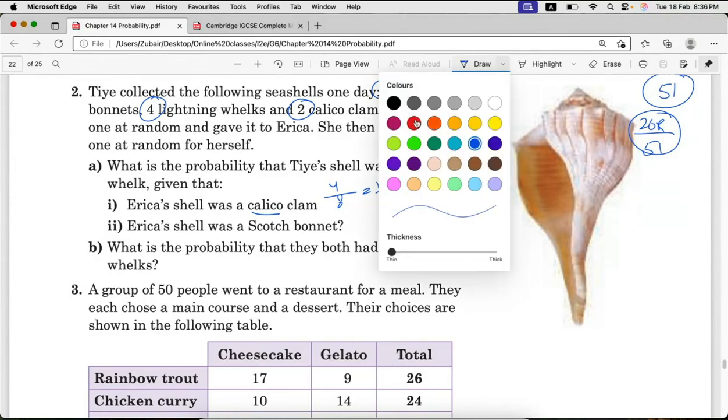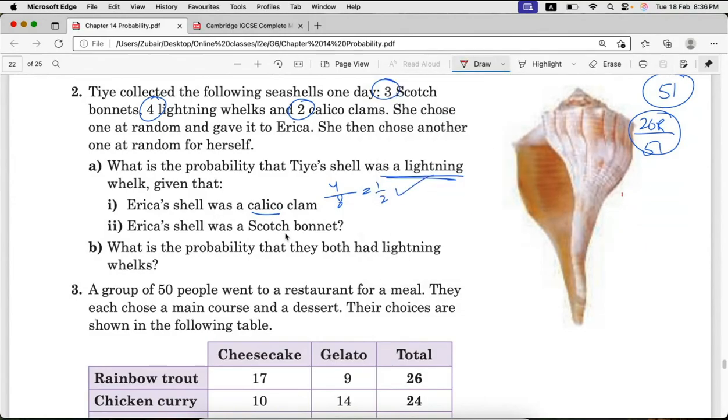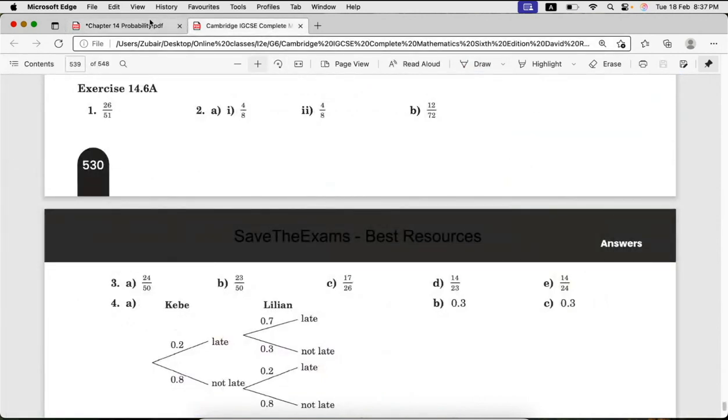The second part says Scotch. So still she's selecting lightning and one is reduced, and that was not lightning, so still it is 4 by 8.